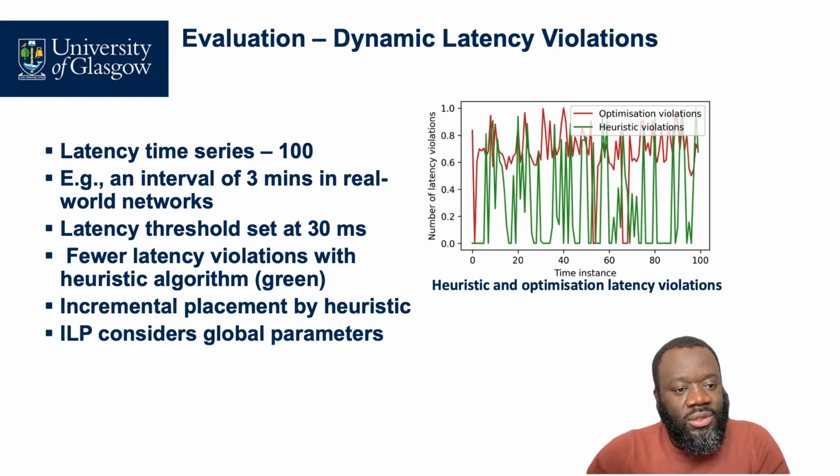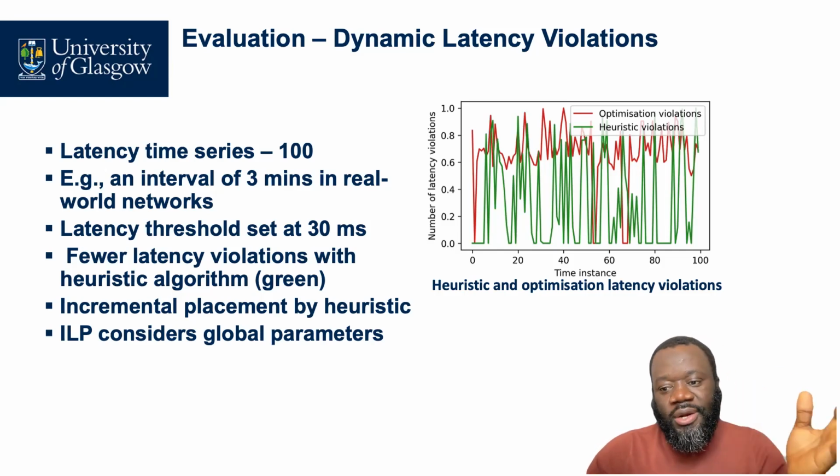So we observed that there are fewer latency violations with the heuristic algorithm, which is the green line, and we got the highest latency violations with the optimization with the ILP model. We attribute the fewer latency violations we are seeing to incremental placement by the heuristic. We are able to see this difference because ILP considers global parameters when carrying out placements.